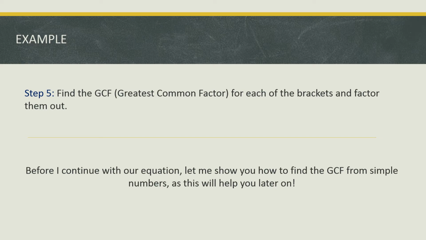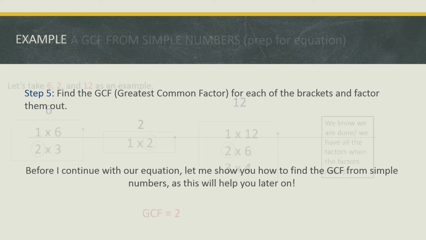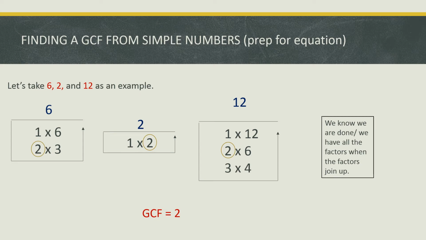Now, before I continue with our equation, I'll show you how to find the greatest common factor from simple numbers, and this will help you later on, especially if you don't already know how to find a greatest common factor or what it is. Let's take 6, 2, and 12 as our example. So we need to find the greatest common factor between these three numbers. First, we need to find all of their multiples. So, as we saw before, the multiples of 6 are 1 times 6 and 2 times 3, as then it will go 3 times 2, and it joins up, so we know we are done.